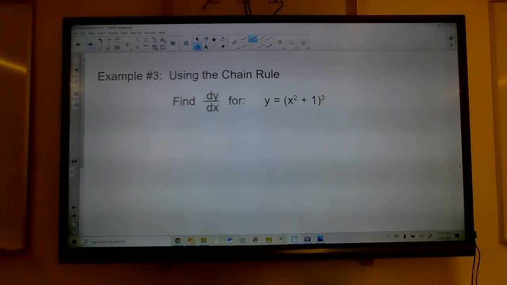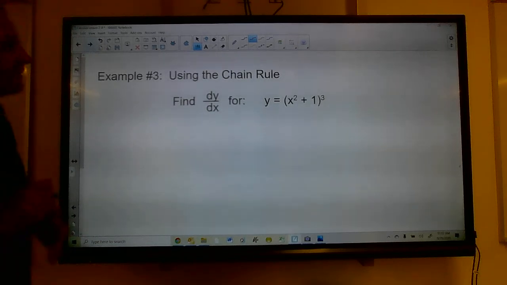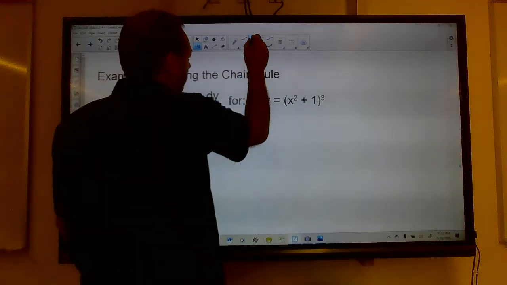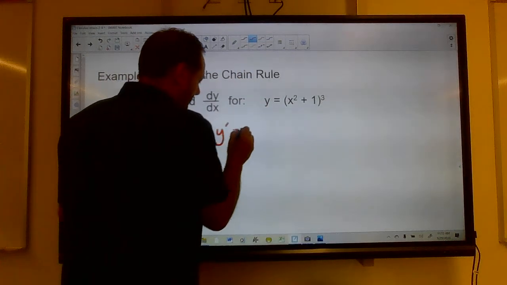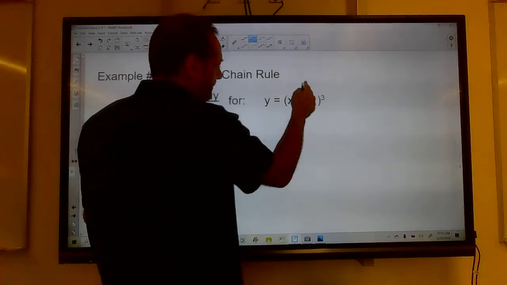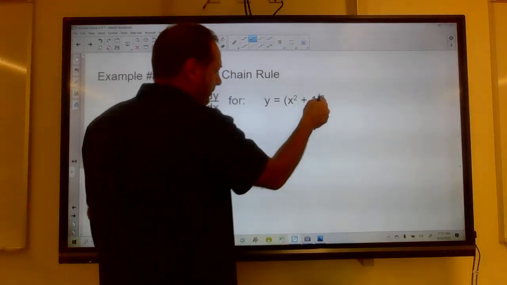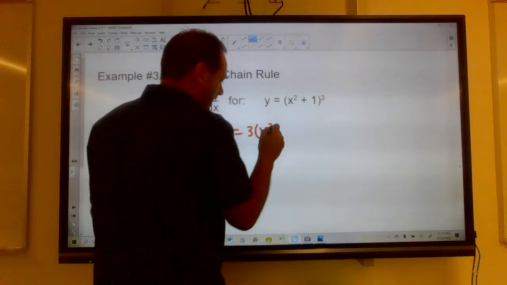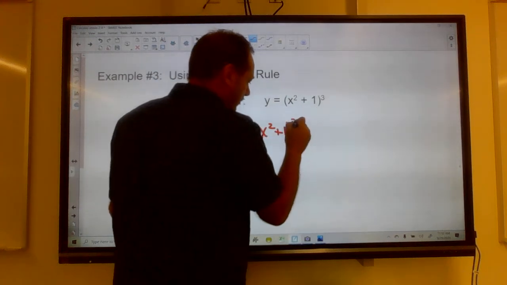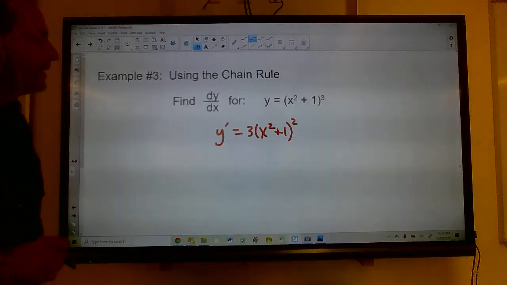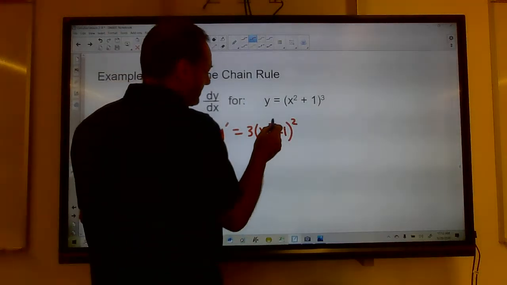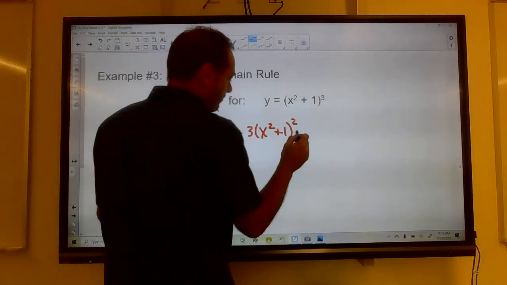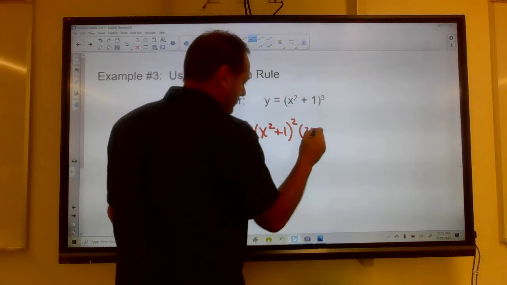Use the chain rule to find the derivative of y equals x squared plus 1 to the third power. So y prime is going to equal, we're going to take the derivative of this whole thing. I'm going to use the power rule. 3 comes down here. 3 times x squared plus 1. Drop the power by 1, it's now a 2. Now I've got to use the chain rule. I'm going to take the inside of this, x squared plus 1, and take the derivative of that. That's going to be 2x.